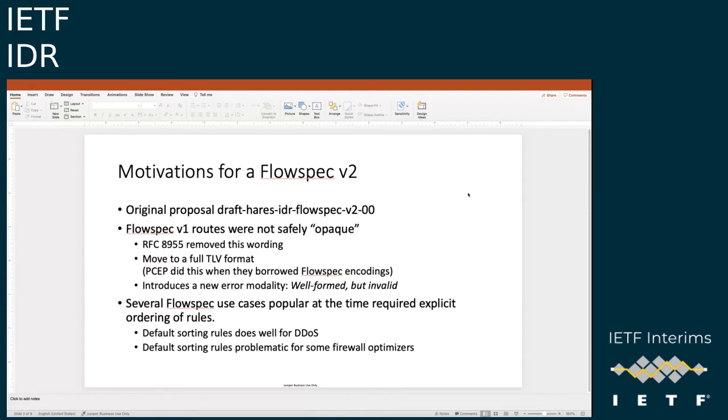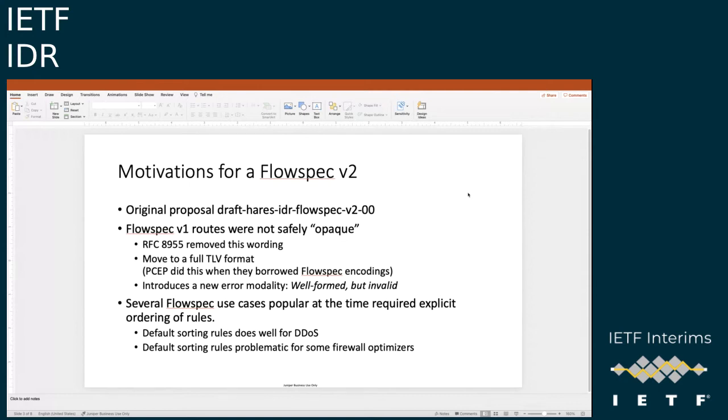Probably the most interesting thing that was one of the bigger pieces of fallout from the work that gave us 8955, as we did the FlowSpec V2 work, was we ended up dealing with the fact that there was an intent for FlowSpec to be an opaque NLRI. And the problem with opaqueness is it just turned out that nobody was willing to implement it in that fashion. So as a consequence of that, we did end up removing the opaqueness from 8955, which left us with the interesting problem of what to do about it.